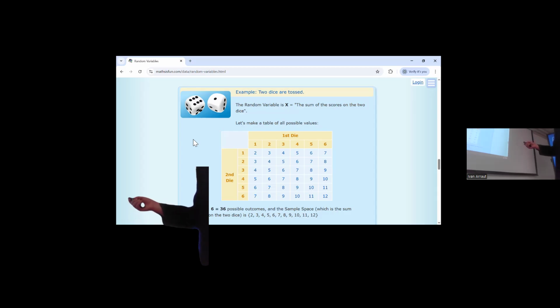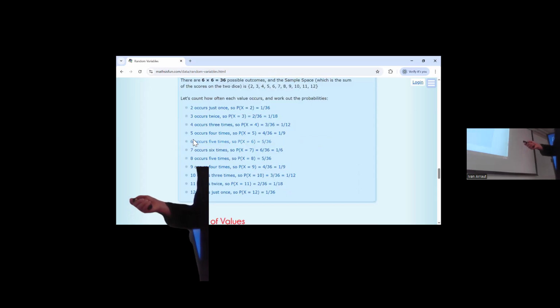Well, x is the sum of the score, so this is the value of x. Then the probability of x equal 2, x equal 3, x equal 4, and so on, you can calculate. For example, 2 occurs only once, so the probability of x equal 2 is 1 divided by 36, because there are 36 different options. For 3, the combinations give 2 options only. The combination 4 gives 3 options. 5 gives 4 options. 6, 5 options, and so on.